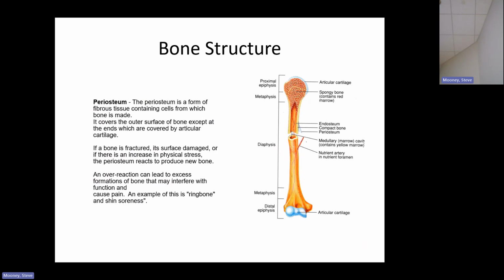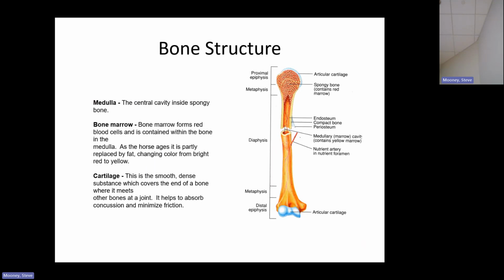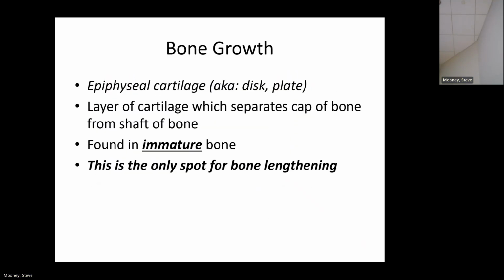Another diagram that goes into a little bit more detail. I provide it for you in the handouts when I post it, but we're not going to get into detail right now. Separating the epiphysis and the metaphysis is the epiphyseal cartilage, disc, or plate. This is the area where the bone grows from when we're thinking about the extension of it. So it's a layer of cartilage that separates the cap or the epiphysis from the shaft of the bone. It's found in immature bone, and it's the only spot where you can extend the length of the bone.